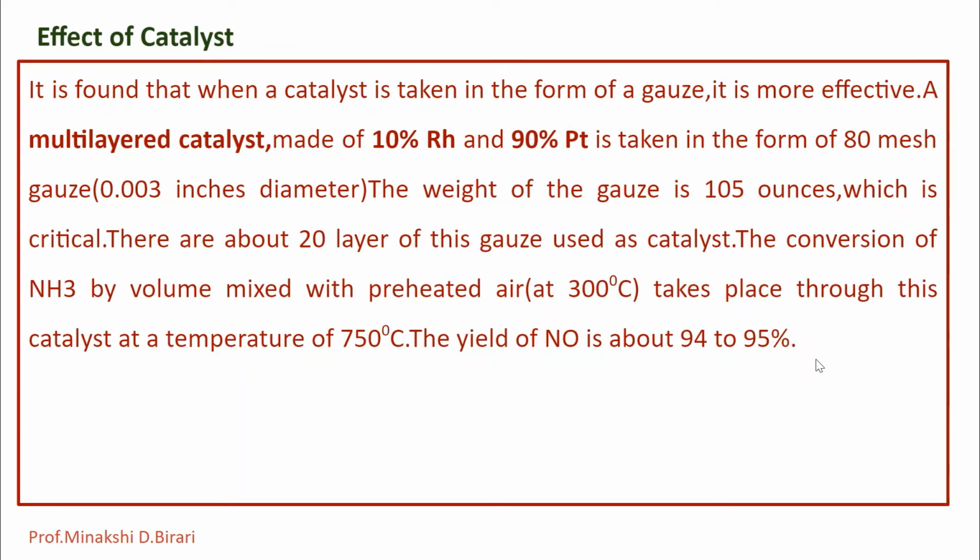Ferric oxide plus bismuth is also another catalyst, which brings about 70 to 75% oxidation. So we can use this 10% rhodium and 90% platinum multi-layered catalyst, which gives the yield of NO about 94 to 95%. And if we use ferric oxide and bismuth, another catalyst, it brings about 70 to 75% oxidation. The speed of oxidation of NH3 to NO is very fast. The best contact time between the reacting gases and catalyst is also considered, that is about 3 × 10^-4 second.